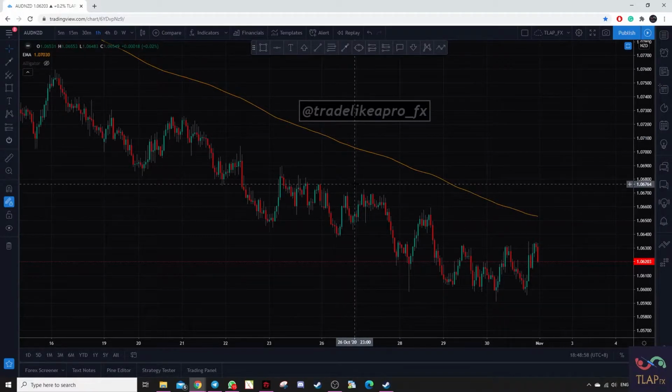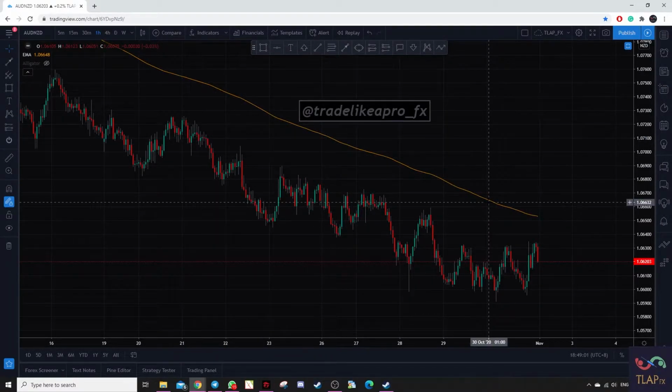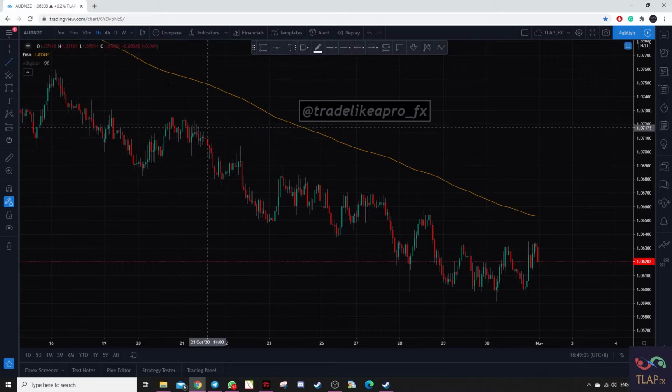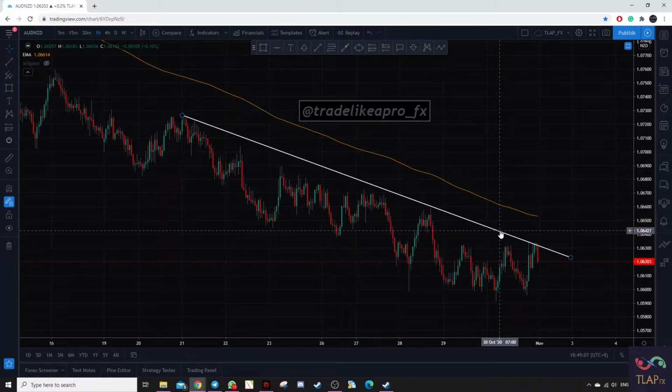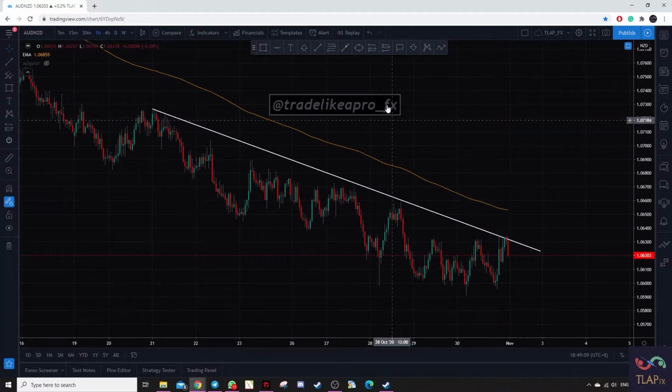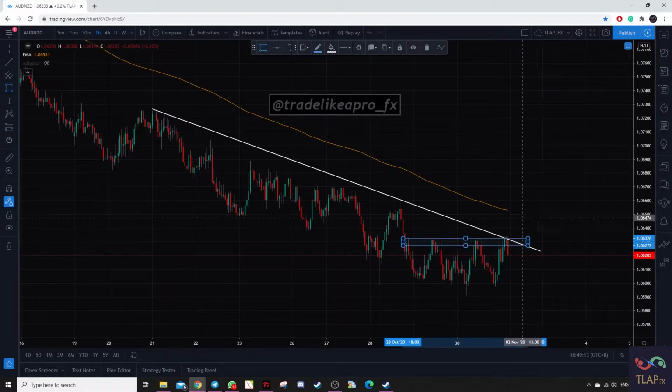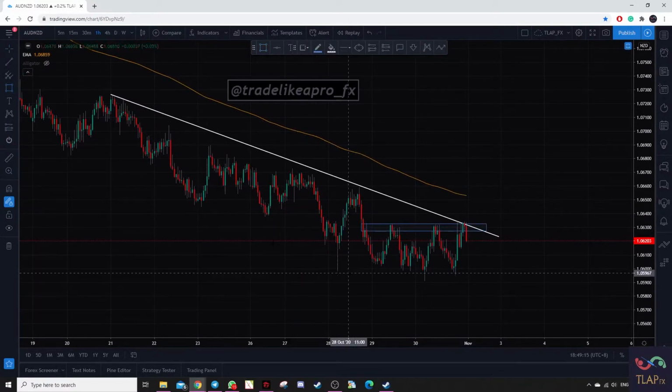Next, we have Aussie New Zealand. You can see that there is a clear downtrend over here, and we would like to see if prices is able to break this level over here. So you can see that there is this trend line, and there is this zone right here. So there are many opportunities we can take over here.